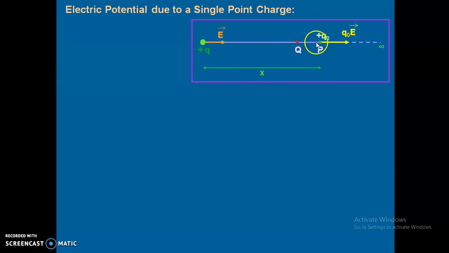Another point Q, and one more point B we have considered. This point B is situated at a distance r from the source charge. And this small distance PQ is equal to dx.